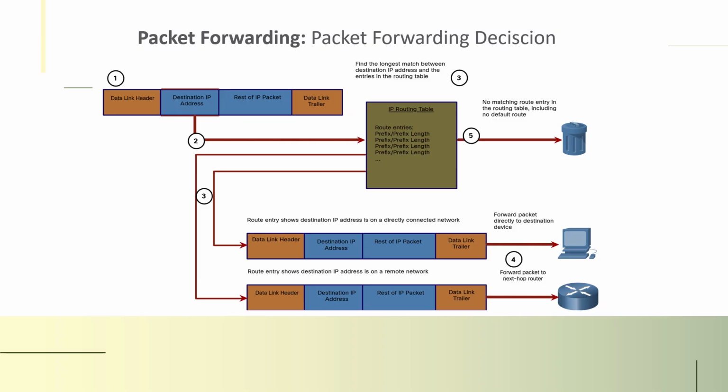And after it finds one entry, it forwards the packet directly to the destination device if the IP address is on a directly connected network. And if it's a remote network, it forwards the packet to the next hop router. And if there is no match in the routing table, it drops the packet.